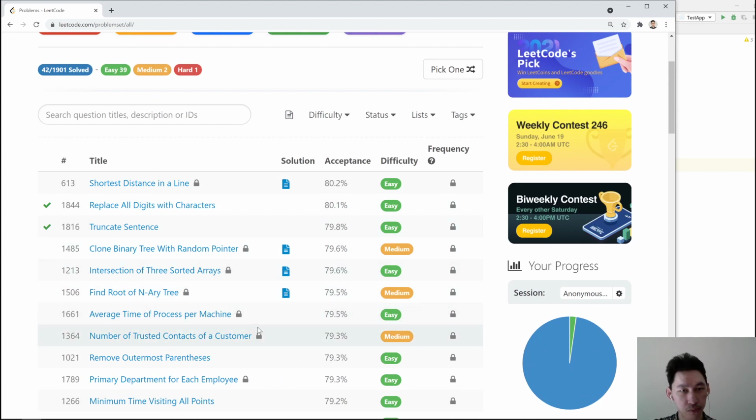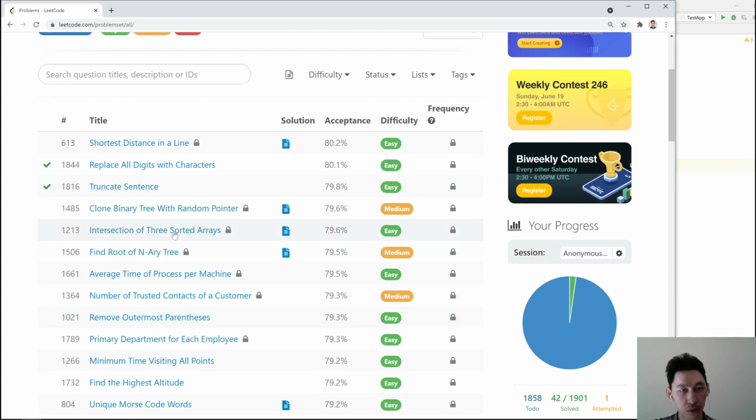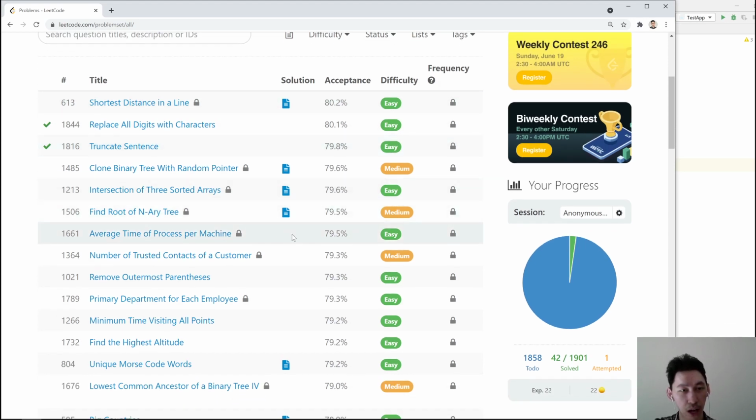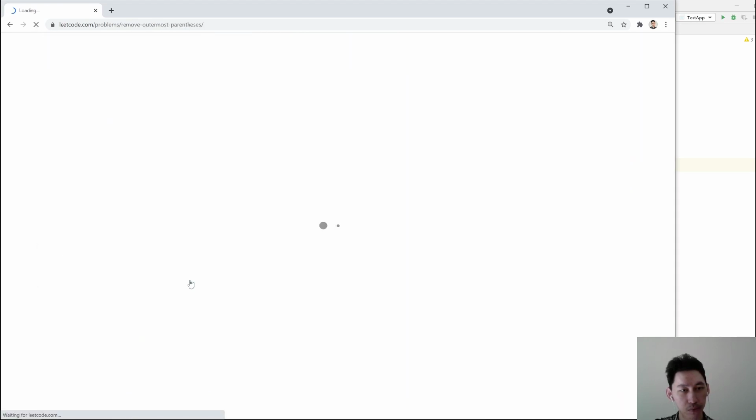These are locked. If you want to get this exact list, I've sorted them by acceptance descending. So the easiest, well, supposedly the easiest ones are up front. There we go. That's not locked.